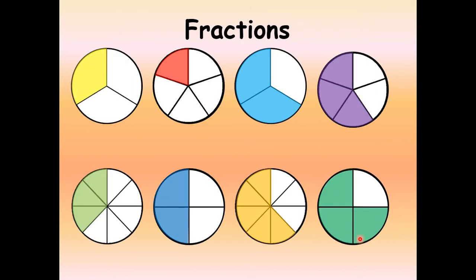So here are some shapes for you guys. What I'd like you to do is to pause the video and have a go at writing down what fractions of these shapes have been coloured in. Remember to count the total number of slices first. That's the number that goes on the bottom. And then how many are coloured in is your number on the top. So pause the video now.